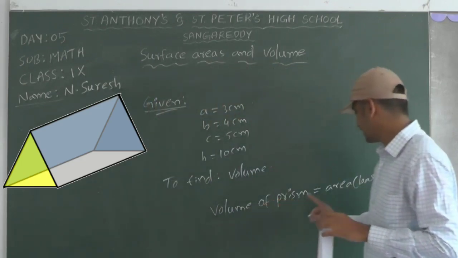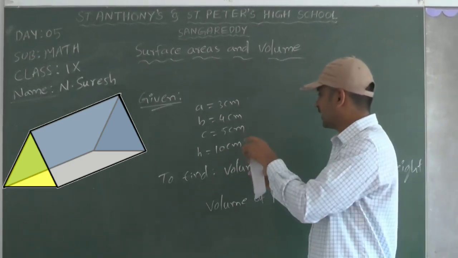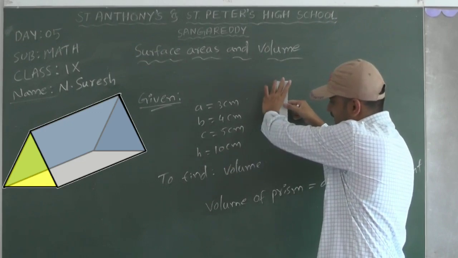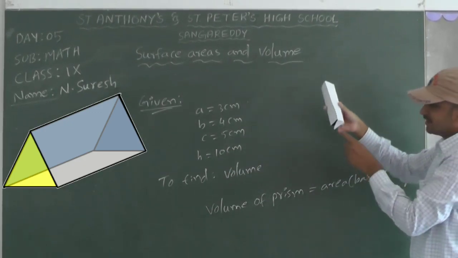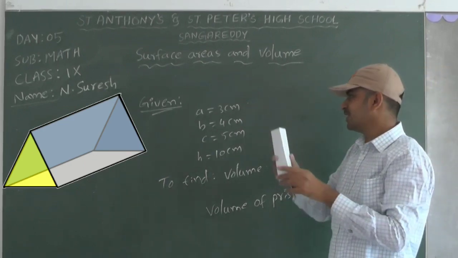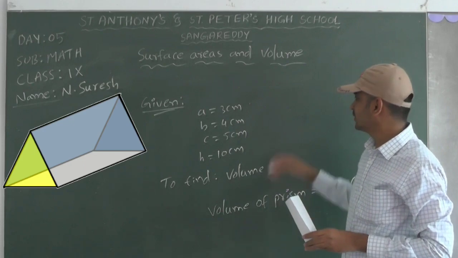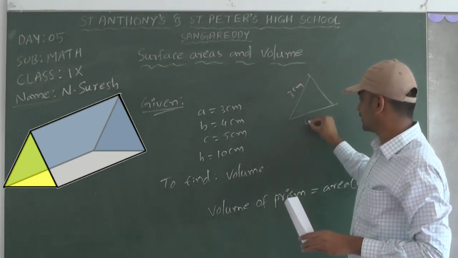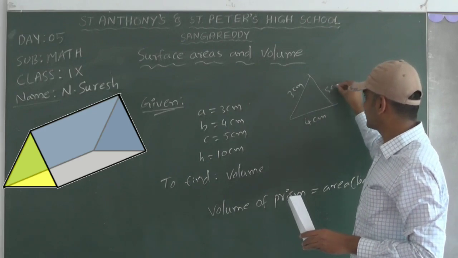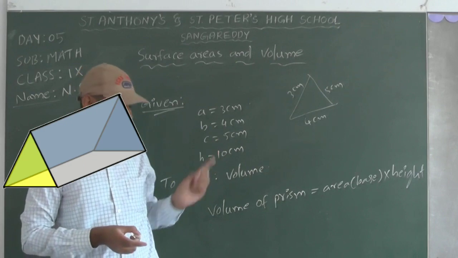So we have to find the volume of this triangular prism. What do you have to find? Area of the base into height. Height is given, height equals 10 centimeters. Still there is a problem with the area of the base. The 3 sides of the triangle are given: 3 centimeters, 4 centimeters, 5 centimeters. How to find the area of the base? It is nothing but the area of the triangle.